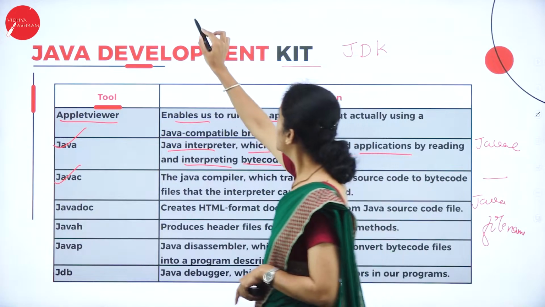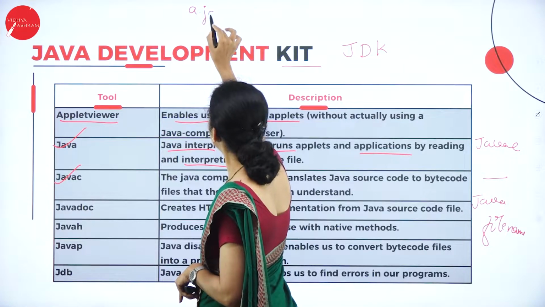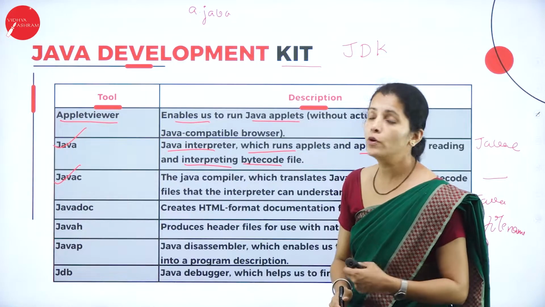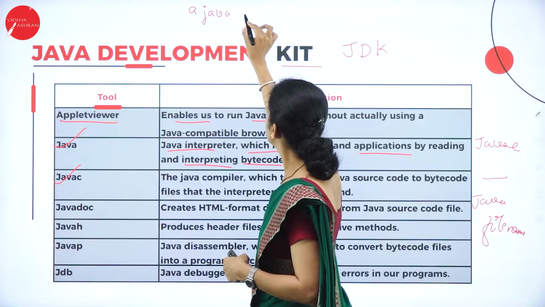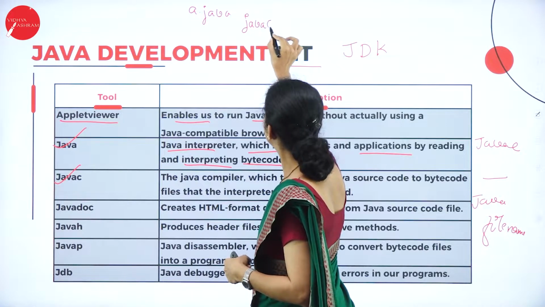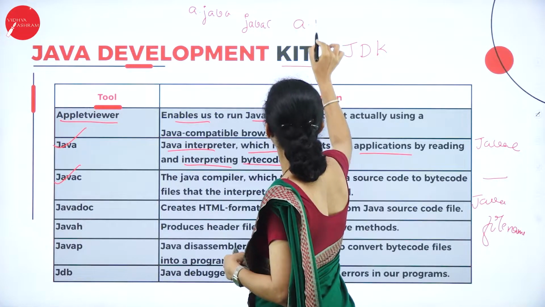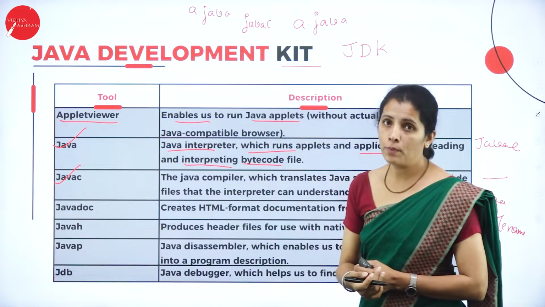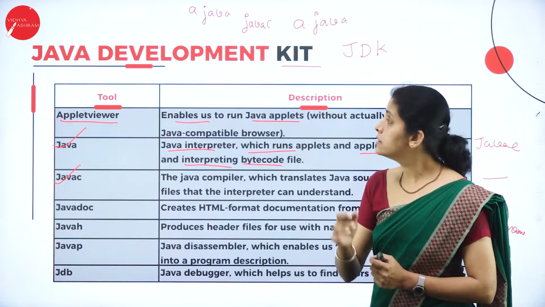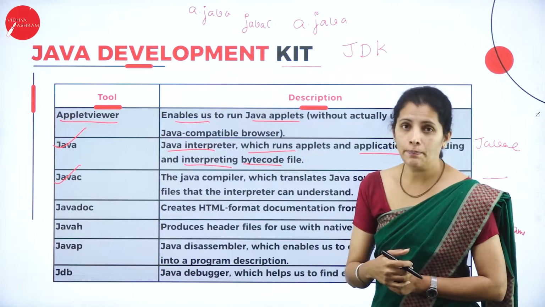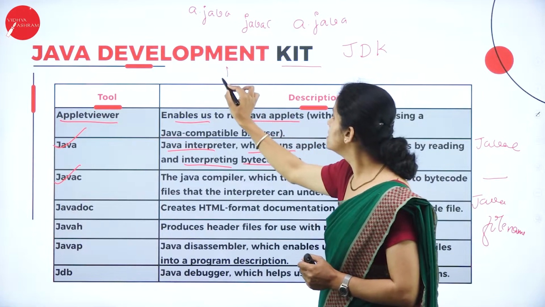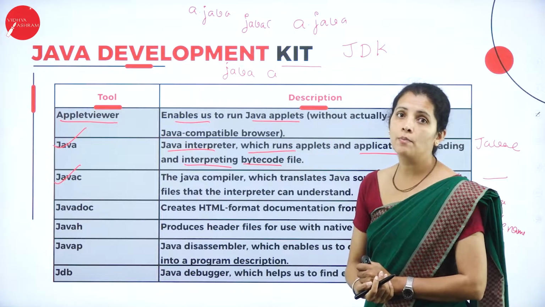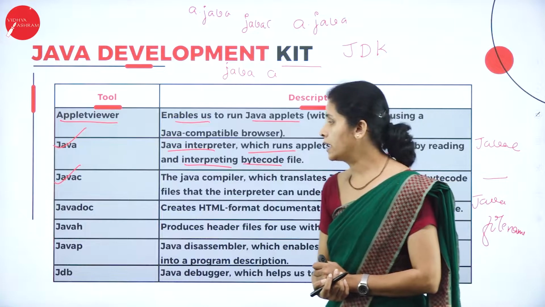For example, A.java is my program name. Then how am I going to compile? That is javac A.java. Once my program is error free, then I want to interpret. How can I? That is java A. This is the way I'm going to run a Java program.